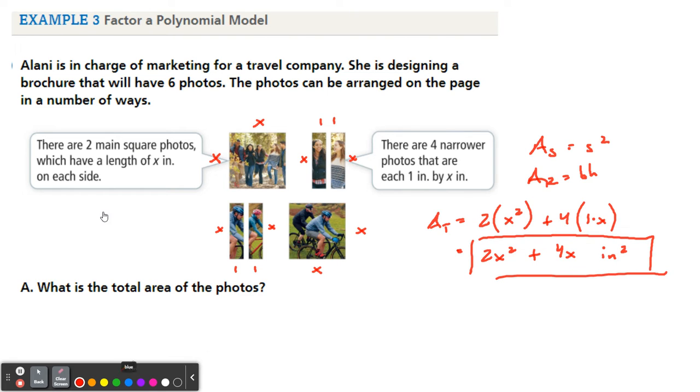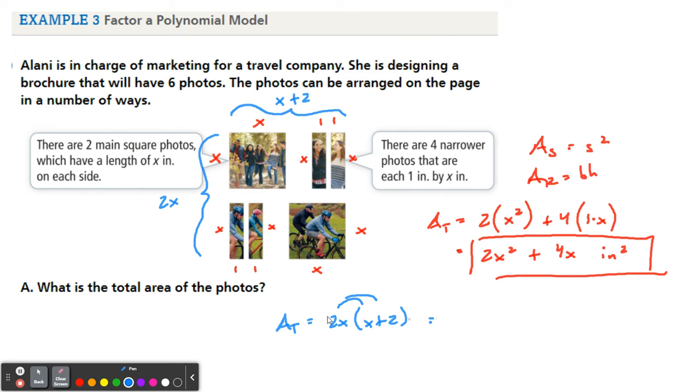Now, if we were to smush these pictures all together, we could come up with an overall dimension there and an overall dimension there. So the top is x, 1 and 1, that's x plus 2. The side here is x plus x, which is 2x. So to find the total area, we could also do 2x times x plus 2. And we could distribute this monomial into that binomial. 2x times x is 2x squared. 2x times 2 is positive 4x. And notice you get the same exact answer, just done in a different way.